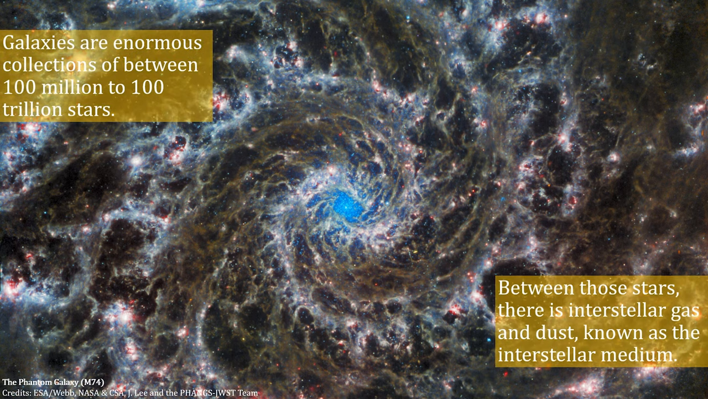Now, galaxies are enormous collections of between 100 million to 100 trillion stars. Each one of these stars is like our sun, some bigger, some smaller, in different places along their lifespan. But there's nothing really special about our sun. Between those stars, there is interstellar gas and dust, also known as the interstellar medium. So interstellar means inter is between, stellar is star, so between the stars. This, by the way, is called the Phantom Galaxy. And it's one of the new photos released by the James Webb Space Telescope just last month.